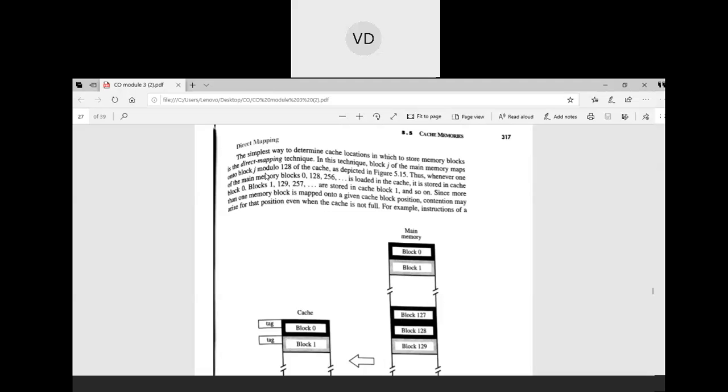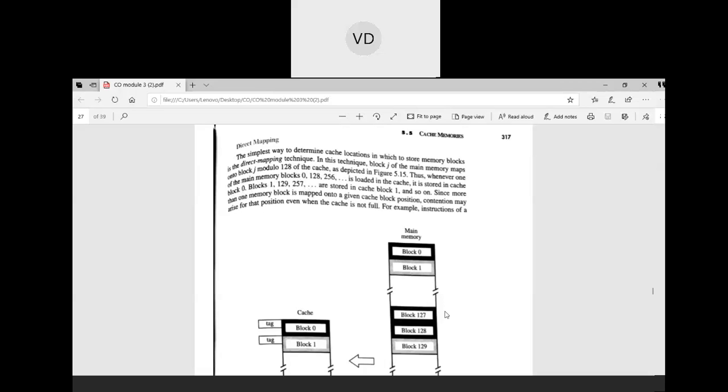The mod operation finds the remainder. Suppose let me take j as 0. Block 0 of main memory, where is it stored in cache memory? So 0 modulo 128. Mod means it is giving you the remainder. What is 0 divided by 128? What is the remainder? Yes, it is 0.